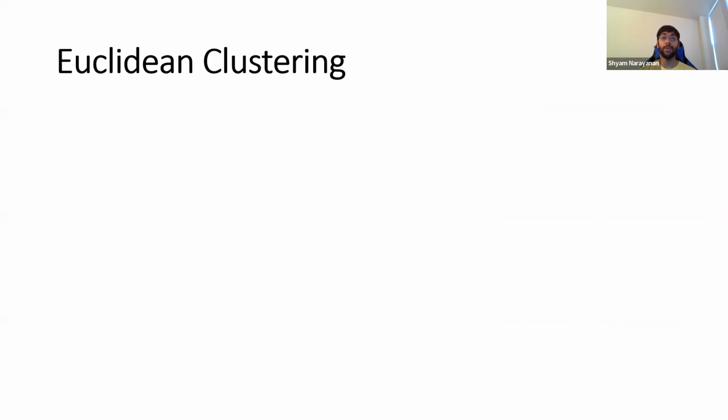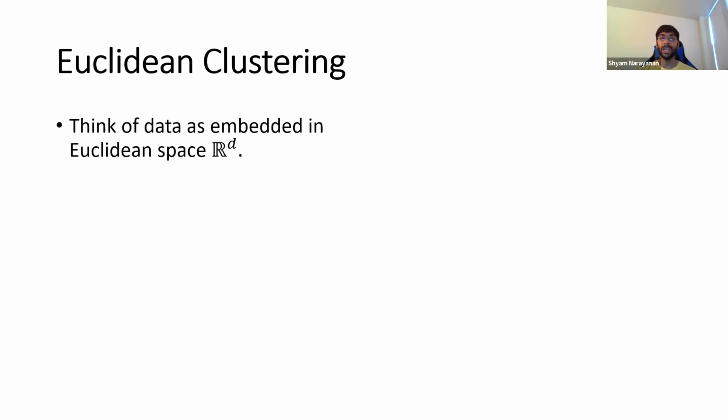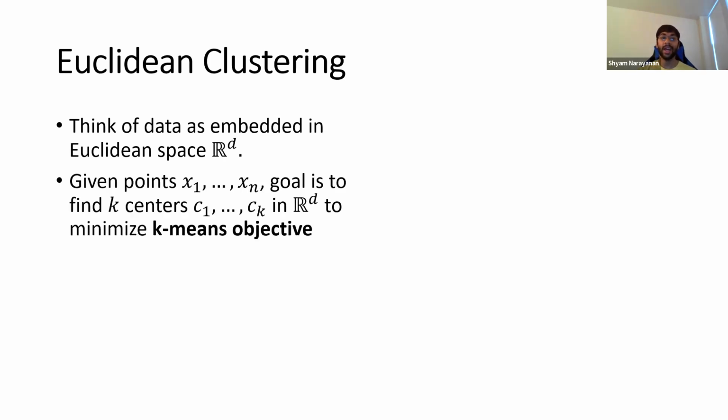So we can now talk about Euclidean clustering, which is the main type of clustering that we will be focusing on. We think of the data as being embedded in Euclidean space R^d. Think of d as very high dimensional. So this is a high dimensional Euclidean space clustering problem. Given some points x1 through xn, which are our data points, our goal is to find k centers, c1 through ck, to minimize the following k-means objective, which is the sum over all points xj of its minimum distance from xj to its closest center, squared.